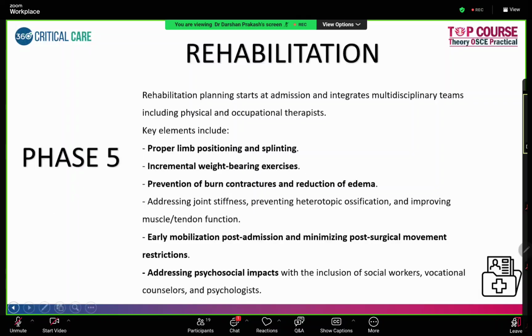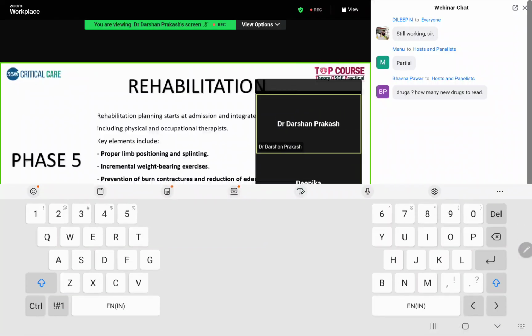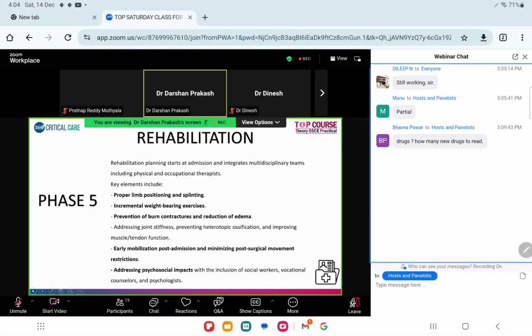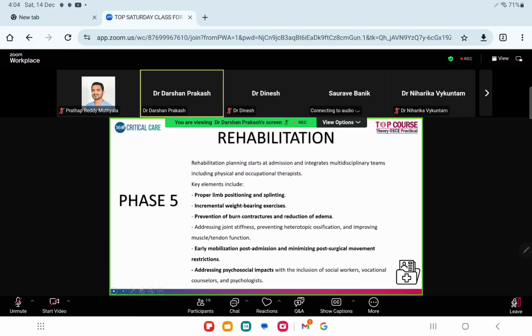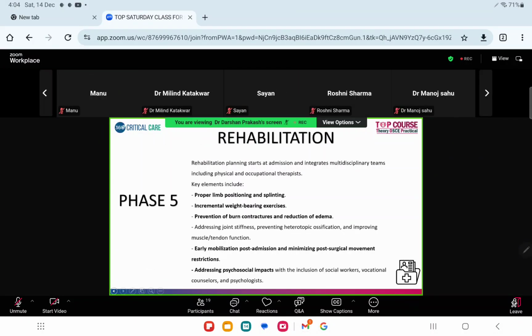What usually happens is we look at all the physical things and we forget about the psychosocial impact which burns have, so that has to be mentioned along with your other management things in rehabilitation. So this is in general about the management of burns.